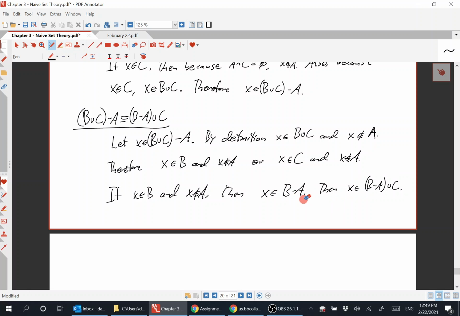It's an OR statement. Well, in the second case, if X is in C and X is not in A, then, again, X is an element of B minus A union C, because it's in C. It doesn't matter if it's in the other thing. And that's that.